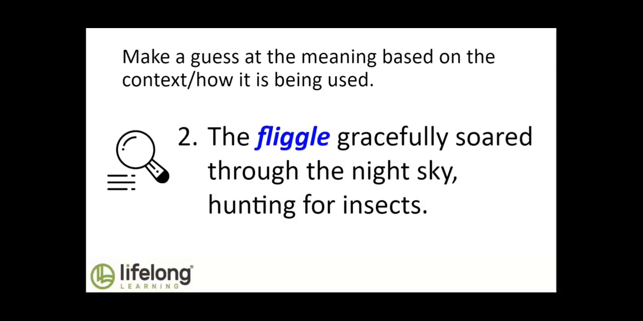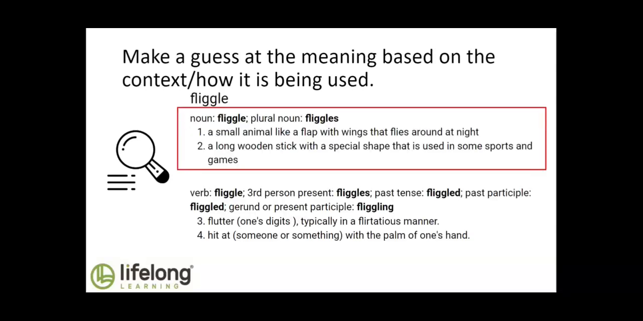Reading the sentence carefully, we know that the word fliggle is a noun. We know this because nouns are the words that use articles like the word the in this sentence. So the first part of the sentence says the fliggle. So we go back to the definition and we're only going to look at definitions number 1 and 2. This is because those are the two definitions of nouns. So number 1 says a small animal like a flack with wings that flies around the night. And number 2 says a long wooden stick with a special shape that is used in some sports and games.